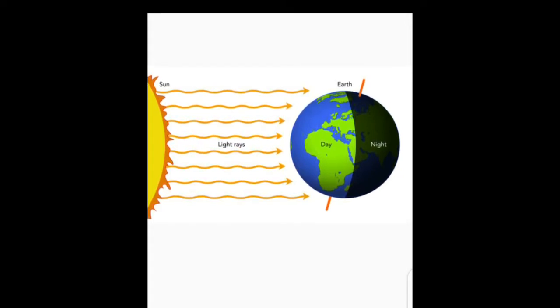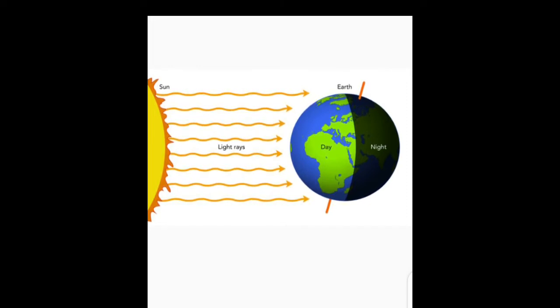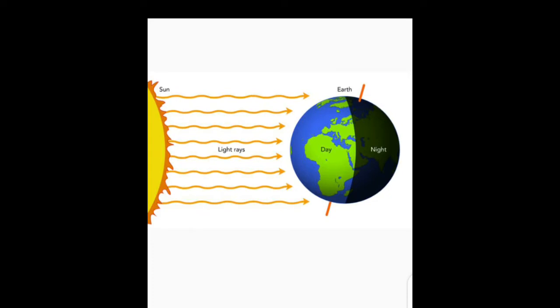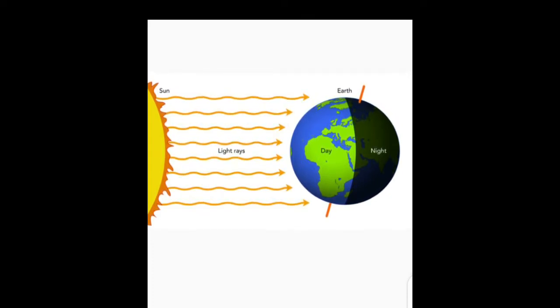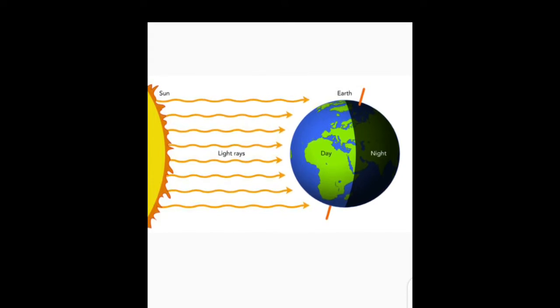Now, if the earth stopped rotating on its axis, then the portion of the earth facing the sun would always experience day, and the portion of the earth facing the dark would always experience night. It would bring continuous warmth and cold all the time to the respective regions. In such a condition, life would not have been possible.